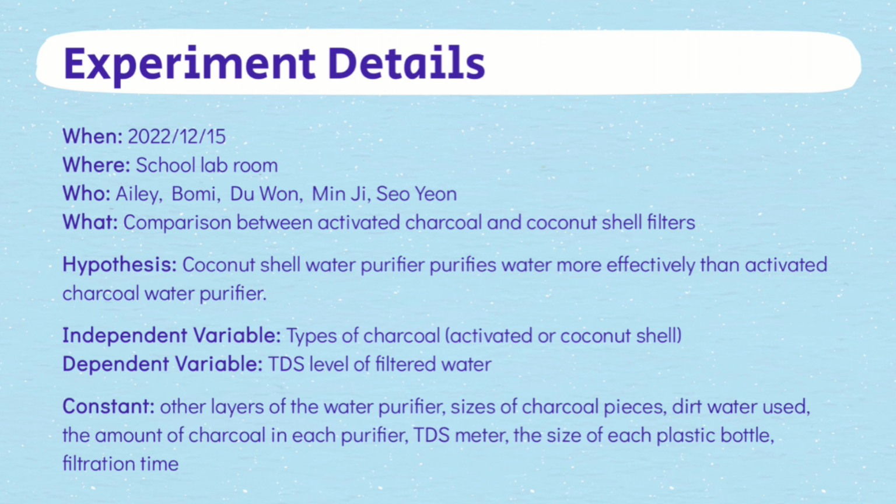The independent variable was types of charcoal, activated or coconut shell, and the dependent variable was TDS level of filtered water. The constants were other layers of the water purifier, sizes of charcoal pieces, dirty water used, the amount of charcoal in each purifier, TDS meter, the size of each plastic bottle, and filtration time.